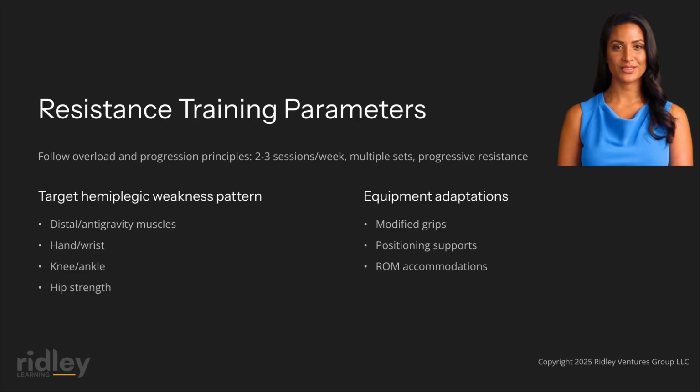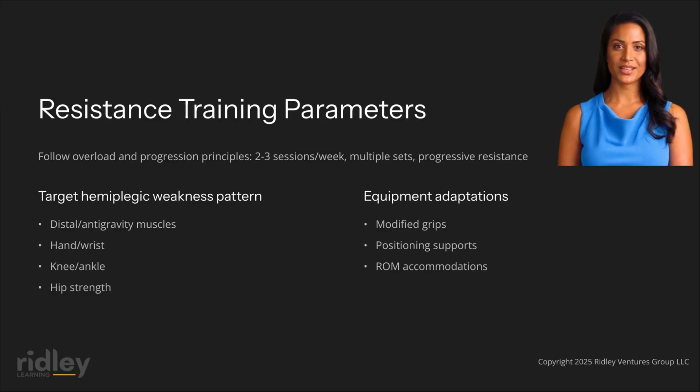Exercise selection for resistance training should target muscle groups most relevant to functional performance while considering the impact of weakness distribution patterns common after stroke. The hemiplegic pattern of weakness, with greater involvement of distal and anti-gravity muscles, guides prioritization of exercises addressing hand and wrist function, knee and ankle control, and hip strength that supports standing and ambulation.